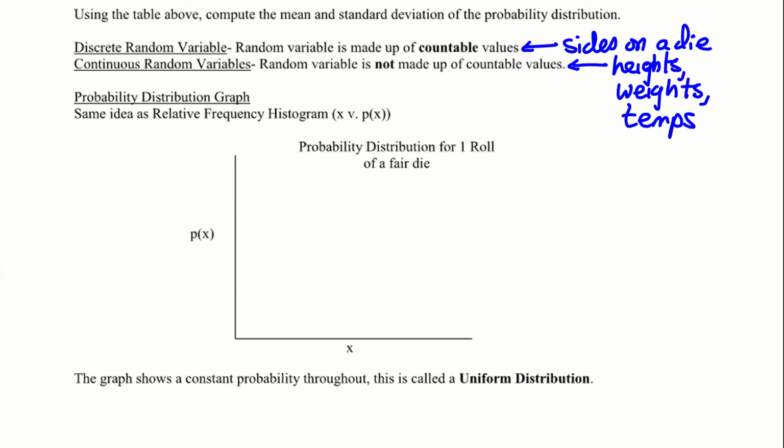A probability distribution graph is very easy as long as you have the table available. So for one roll of a fair die, since all the outcomes were the same, we're looking at 1, 2, 3, 4, 5, and 6 all having the same height. So what I could do is just extend my graph and break it up into 6 equivalent regions. Roughly, you know, it's not perfect. Or it doesn't need to be perfect.